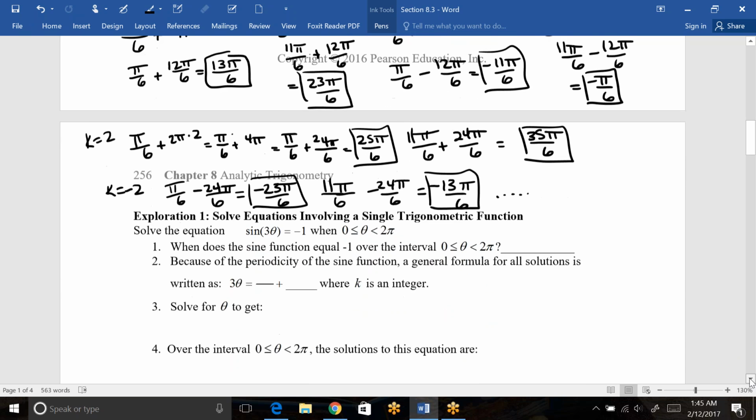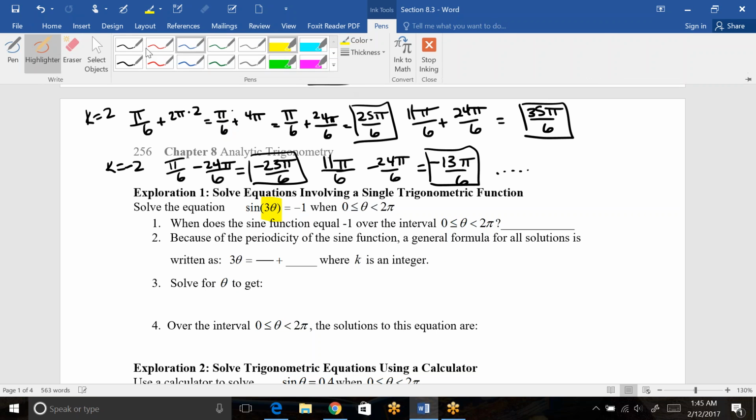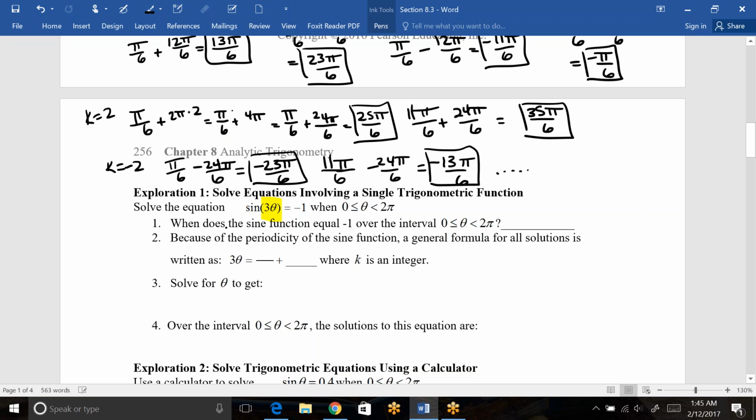Okay, so we're going to solve equations involving single trigonometric functions again. So solve the equation sine of 3 theta equals negative 1. Notice something in this problem. You have an extra thing inside there with theta. This is where substitution is going to play in a minute.